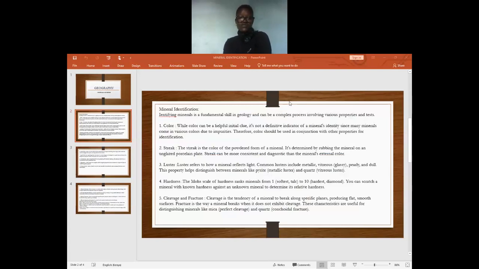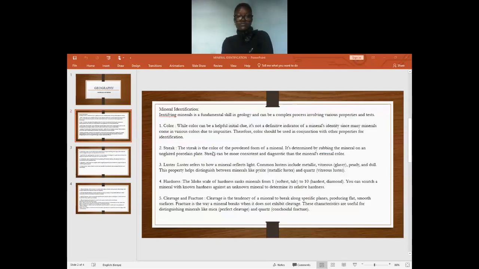Another way to identify minerals is luster. Luster refers to how a mineral reflects light. Common lusters include metallic, vitreous or glassy, pearly, and others like dull. This property helps to distinguish between minerals like pyrite and quartz. We find that pyrite has a metallic luster, while quartz has a vitreous luster. Through using luster, you can identify which kind of mineral this is. Is it pyrite? Is it quartz?